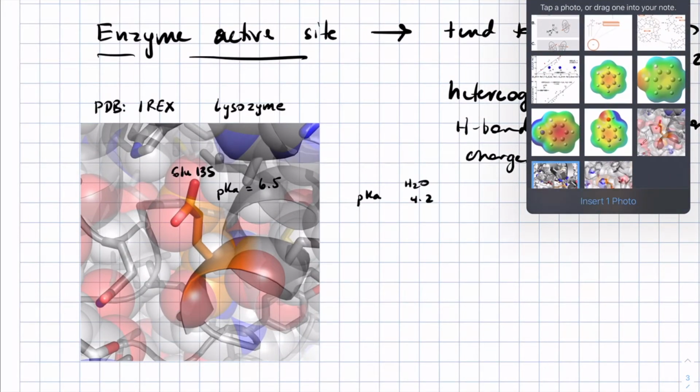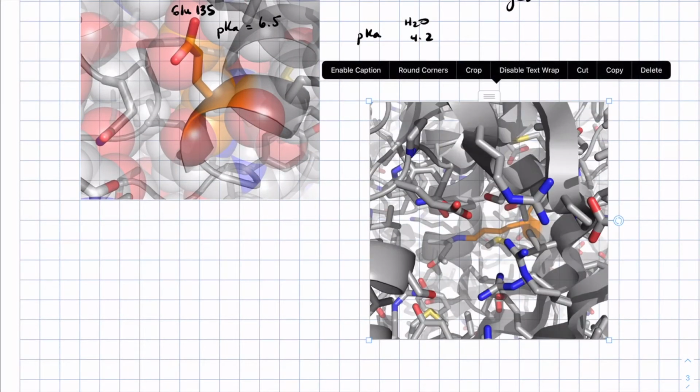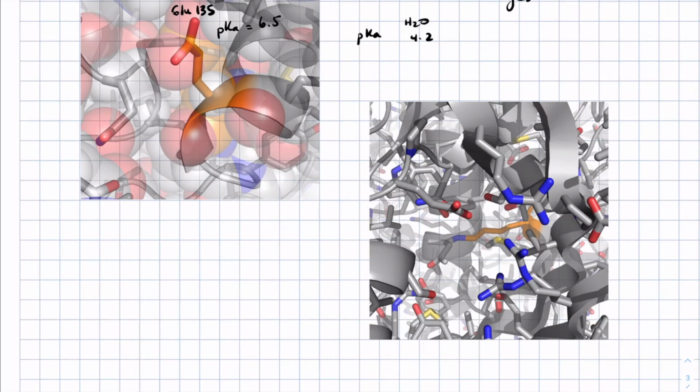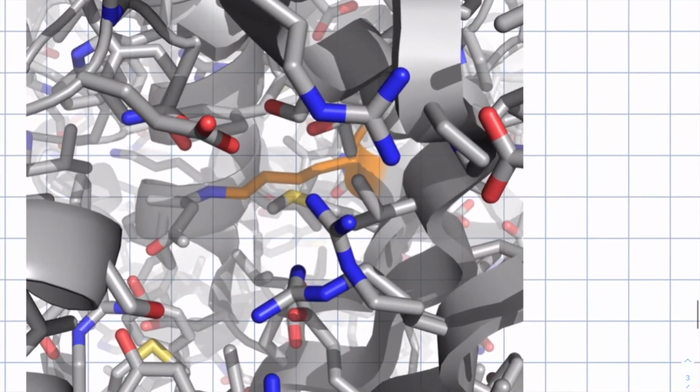This is from the enzyme acetoacetate decarboxylase. It actually used to be that this enzyme was a favored method of making acetone until like the 60s, when it became cheaper and easier to make acetone from petroleum. I'll give you the PDB code in case you want to go look this up. And the key residue is this lysine, and you can see we're looking at it from the surface.